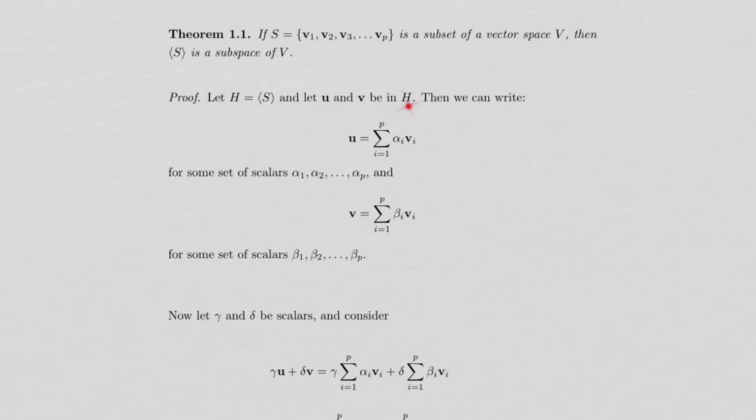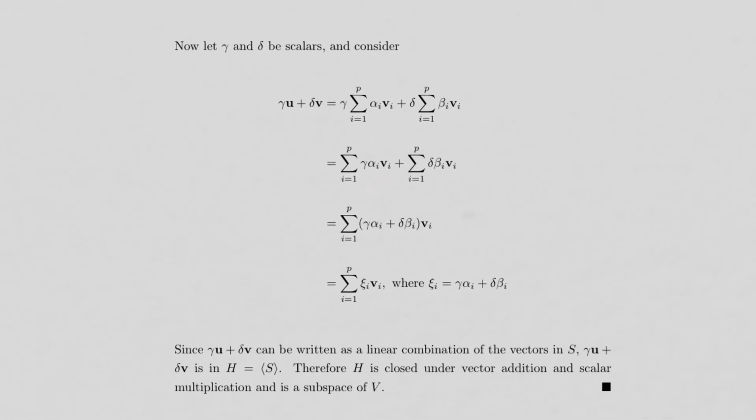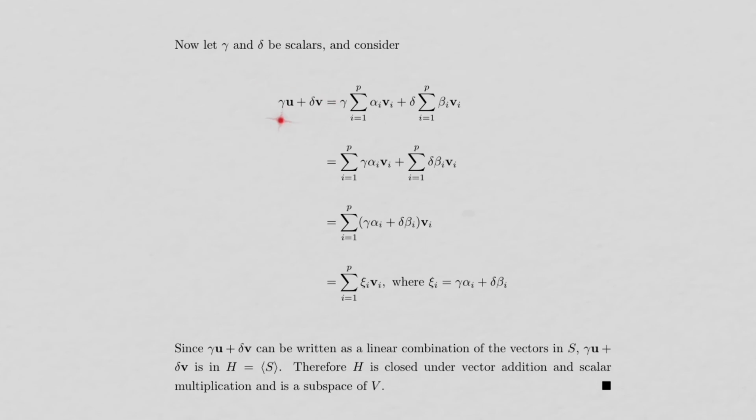So we're going to let u and v be in H. Well, if u and v are in H, that means they're in the span of S. That means they can be written as a linear combination of these vectors. So here's u written as a linear combination of the v's, and here's v written as a linear combination. I've used alphas for the coefficients on the v's for u, and then I've used different scalars, betas, with the same v's for v.